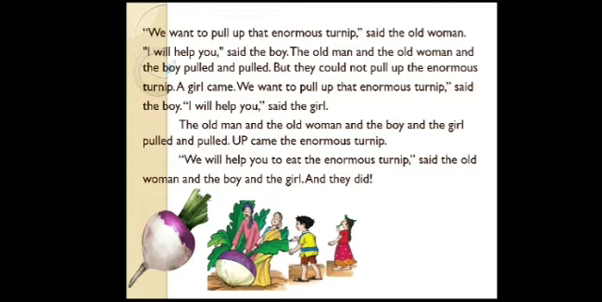Okay, "we will help you to eat the enormous turnip," said the old woman and the boy and the girl. As this enormous turnip was planted, or seeds planted by the old man, it belongs to him only. So the old woman, the boy, and the girl helped that old man to pull up that enormous turnip. They were saying that we have pulled it up, now we will help you to eat the enormous turnip. And they did, and they did means they ate the enormous turnip.